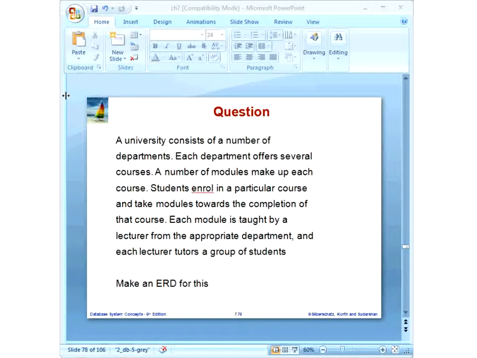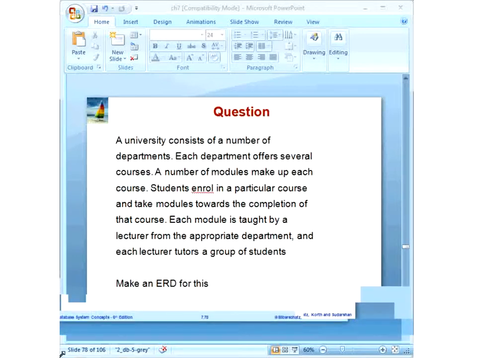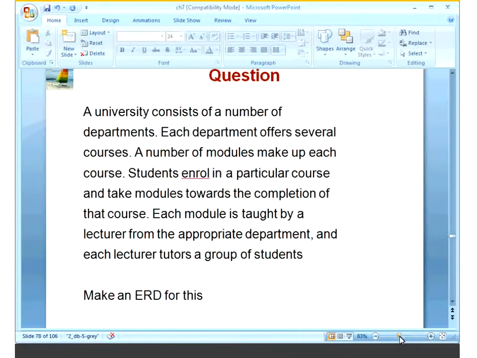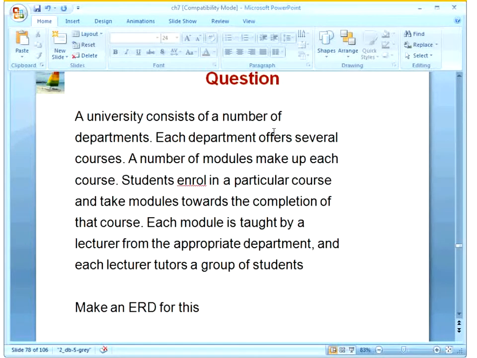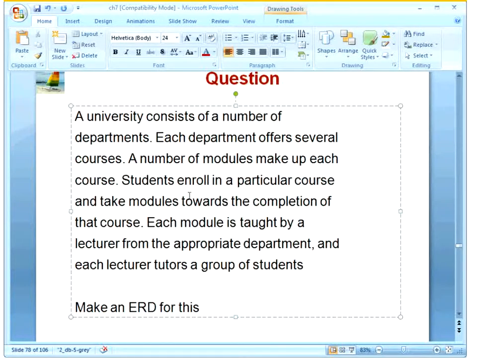So this is a question for you now. You have to make an entity relationship diagram for this. A university consists of a number of departments. Each department offers several courses. A number of modules makes up each course, and students enroll in a particular course and take modules towards the completion of that course. Each module is taught by a lecturer from the appropriate department, and each lecturer tutors a group of students. Make an entity relationship diagram for this scenario.